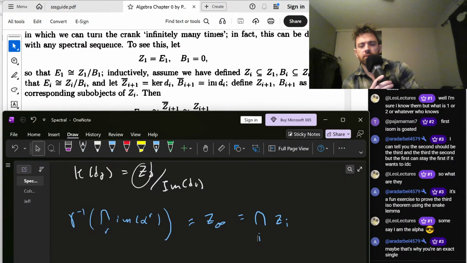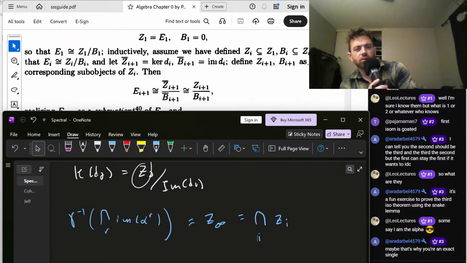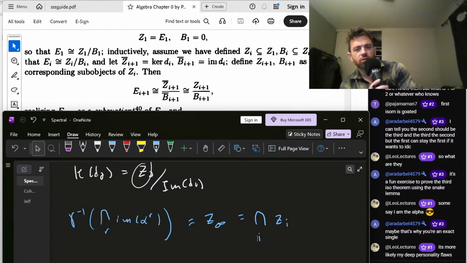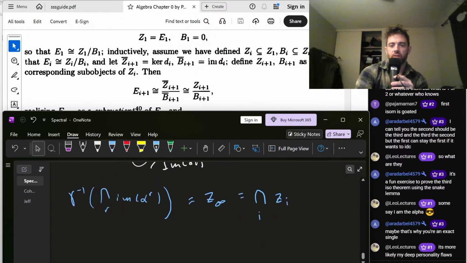What are we trying to do here? Maybe, what am I trying to do here? I've got a spectral sequence defined by exact couples. I see. It's more likely your deep personality flaws. I mean, couldn't you say that alpha is the deep personality flaw? Could one not say that? Would one be right?